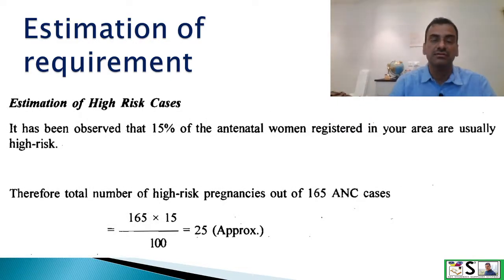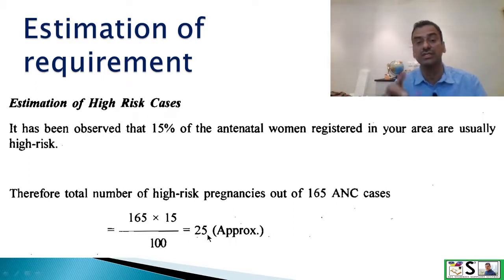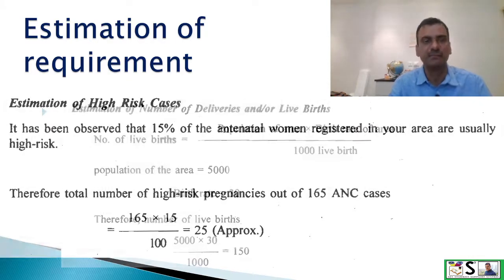And then how do we estimate the high risk cases that may need referral? It is observed that 15% of total antenatal mothers registered in the area will be high risk. So we can calculate here: 165 mothers are registered, multiplied by 15, divided by 100. So 25 mothers will need special care or referral, because these will be the high risk pregnancies.